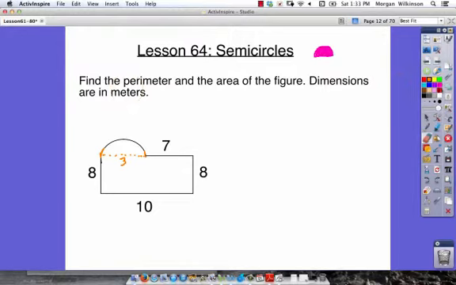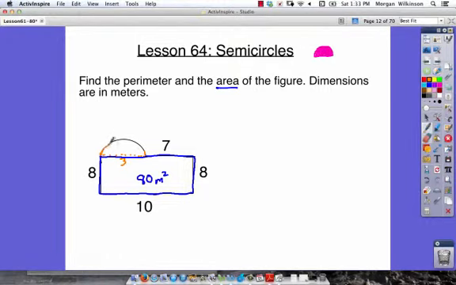It's going to help us find the area as well. So, if we want to find the area of this figure, well, we know how to find the area of a rectangle, and that's everything that we have inside of our blue space. How many square units are in there? Well, 8 times 10. That's 80 square meters, because length times width always tells us the area of a rectangle.